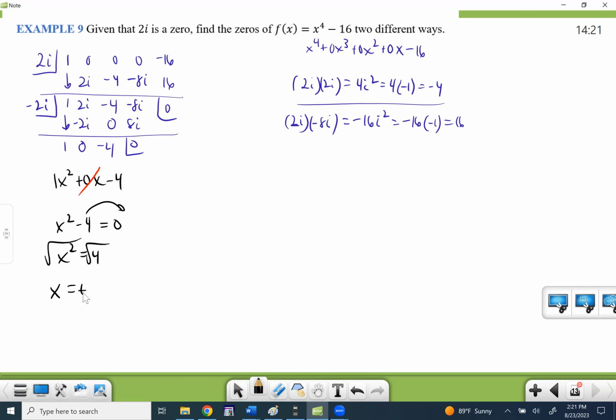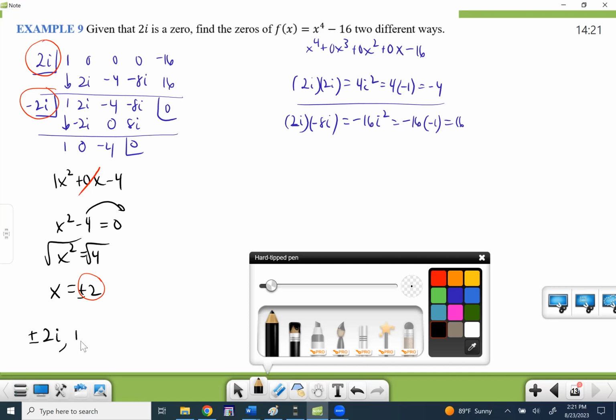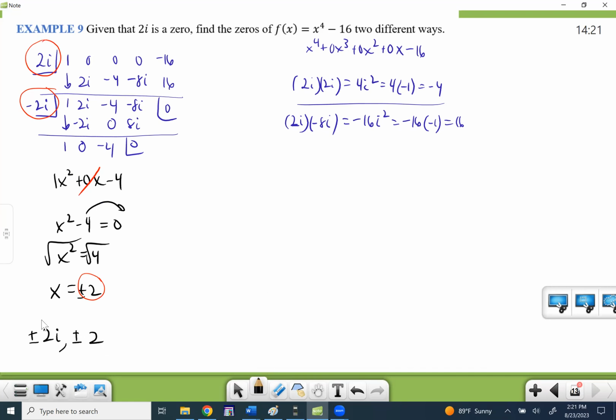Plus or minus 2. So here's our solutions. We have plus or minus 2i if you look up here, right? But we also have plus or minus 2 as well. So this one says, what are the zeros? So I'm going to write all of them down. It doesn't say what are the remaining zeros. So that was one way to do it.